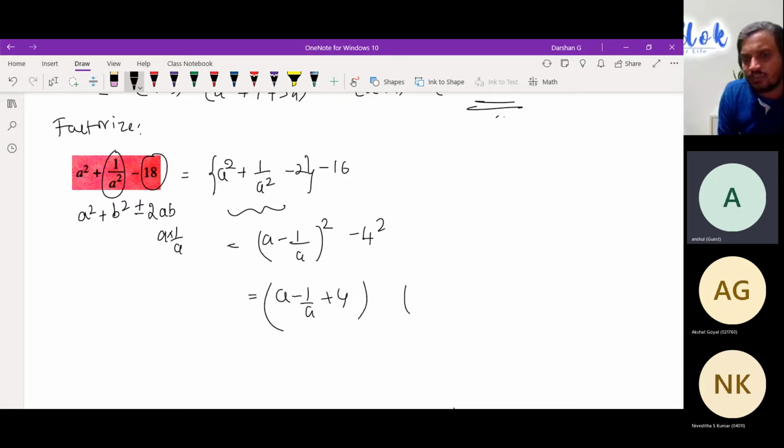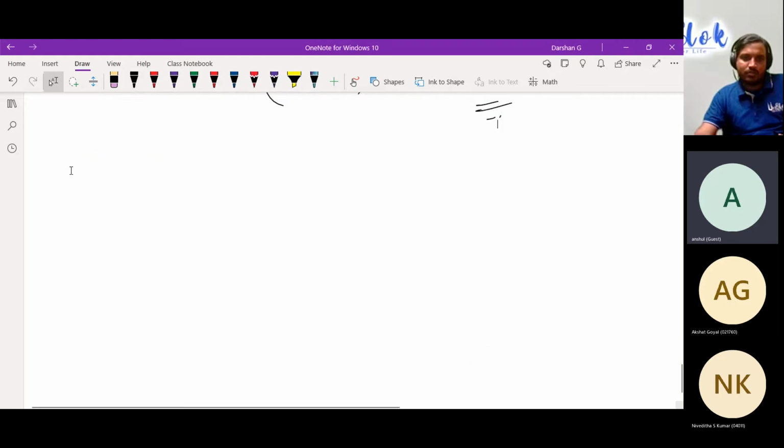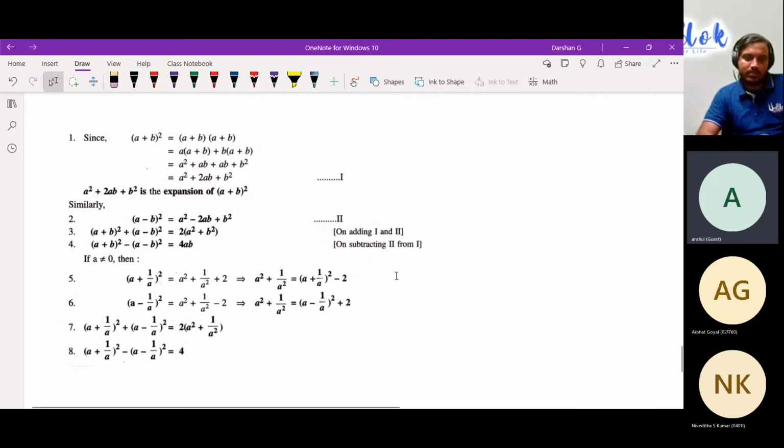Is this right, Anshu? Yes, sir. Okay, fine. So let us move on to the next chapter, that is expansions. I'll give you a set of formulas from your textbook. You can make a note of those formulas so that we can be very fast in doing things. But I really don't think you have to use these formulas literally.